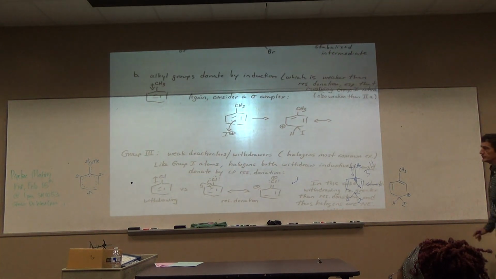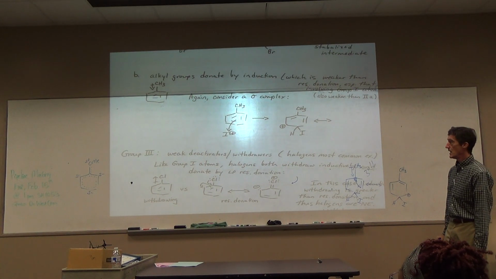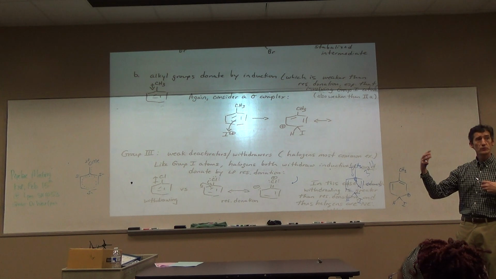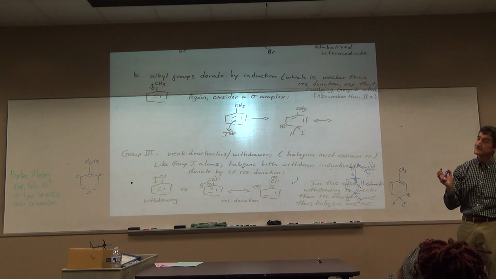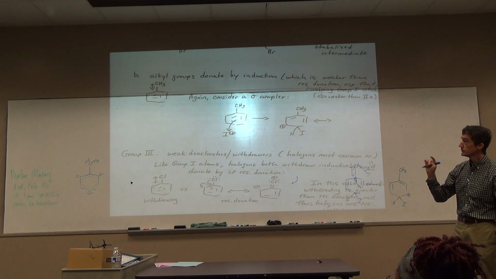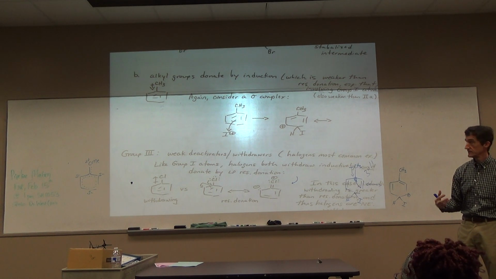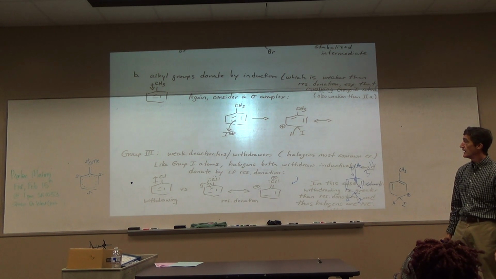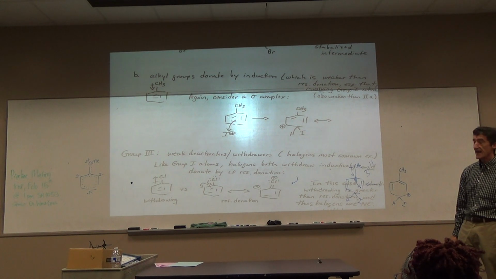Okay, group 3. Okay, 1 and 2 are activators, 3 and 4 are deactivators. But group 3 is a weak deactivator. Okay? Here's where the halogens fall.